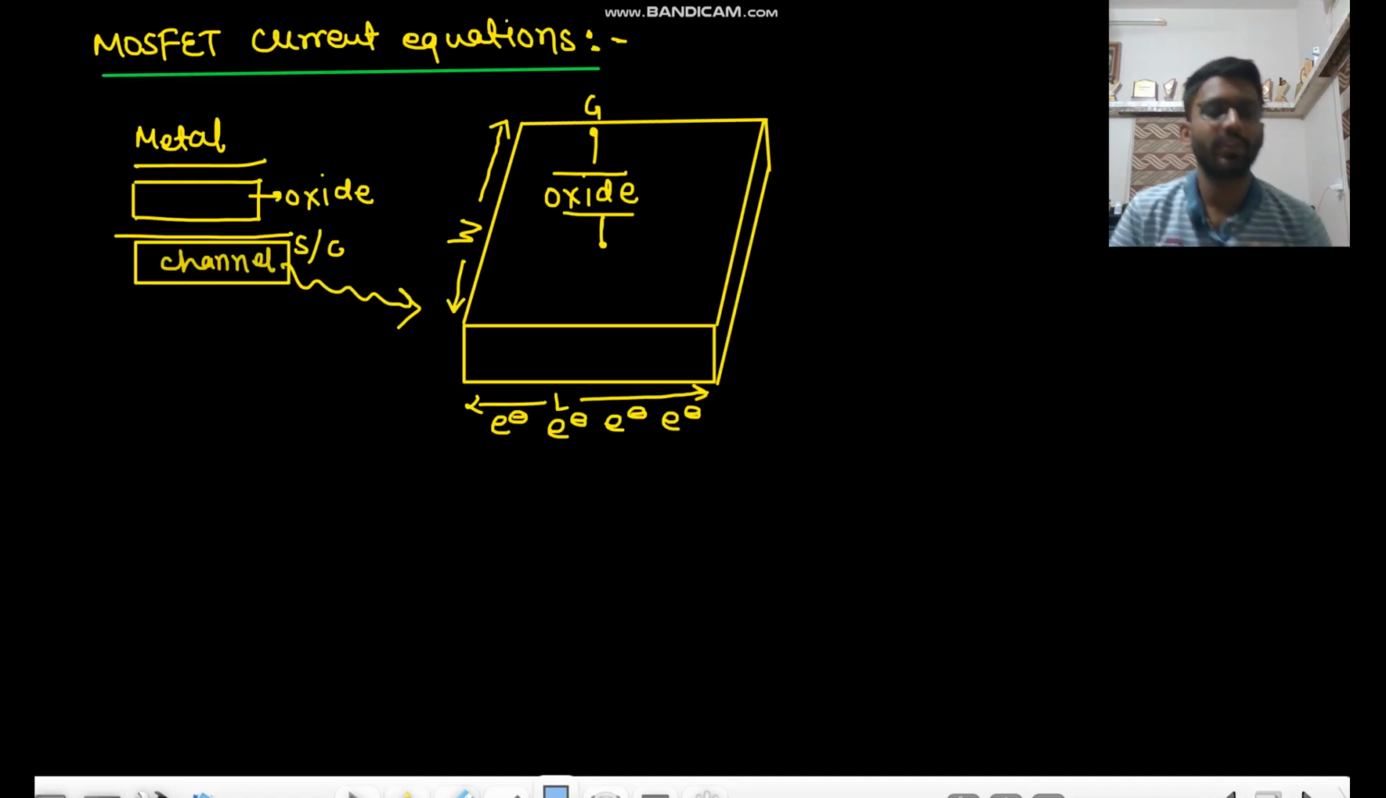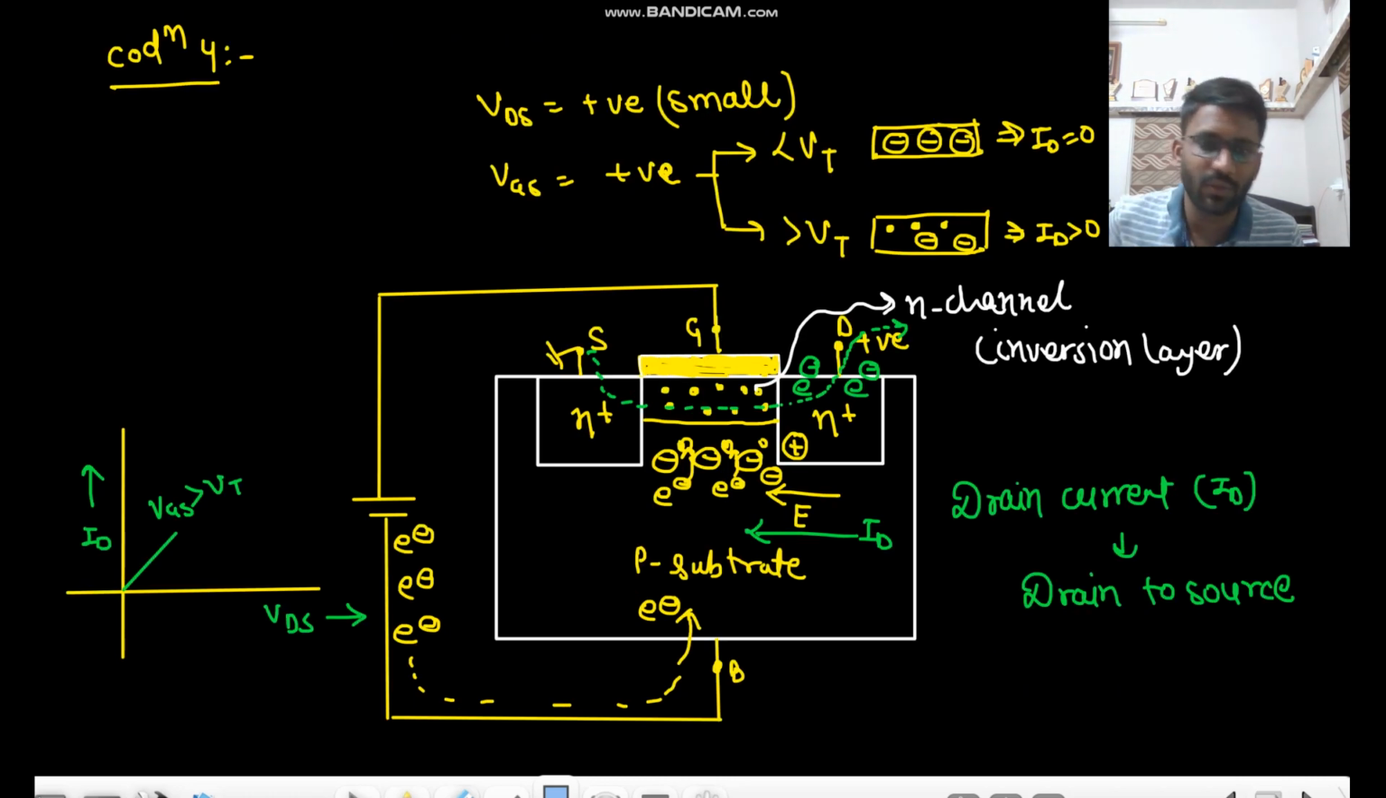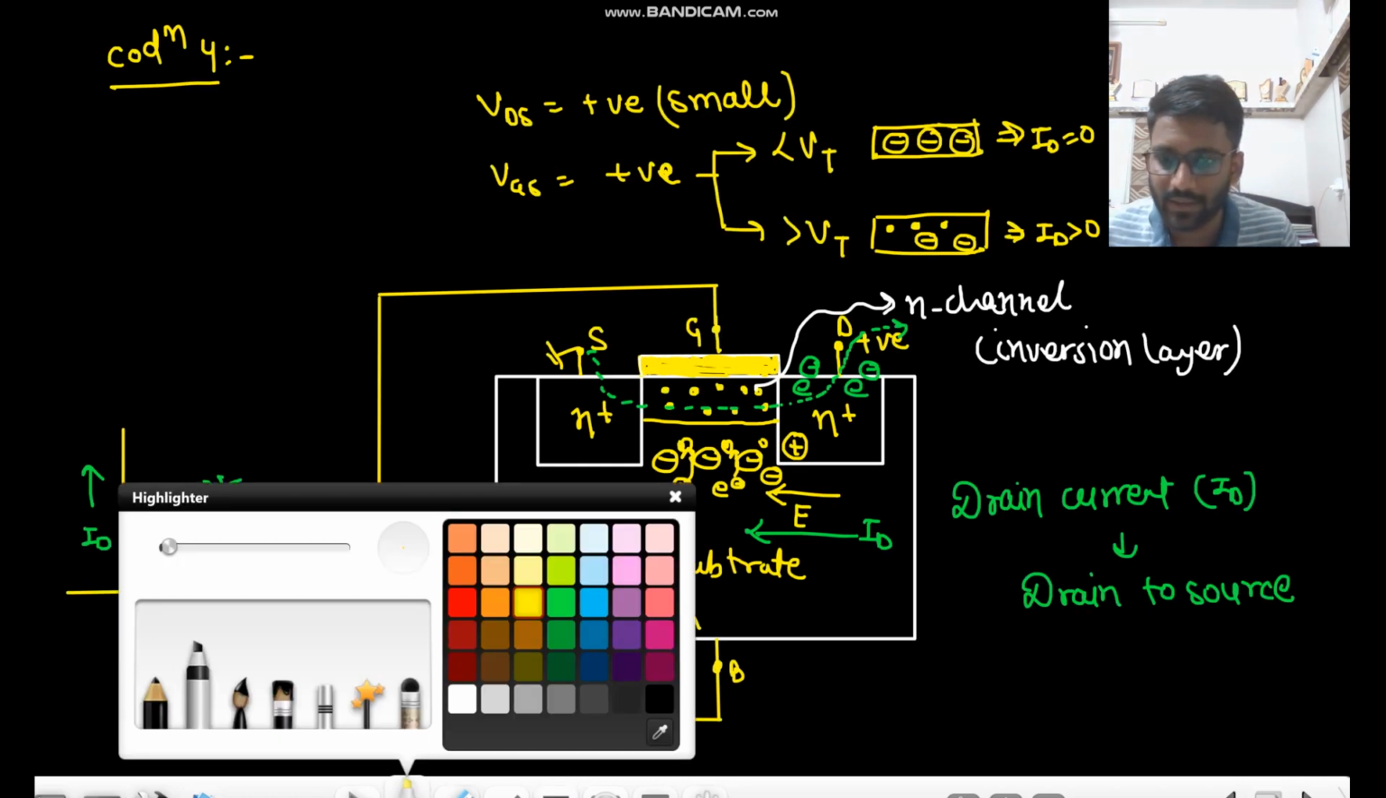So now we will see MOSFET current equations. Before that you need to know what is W and what is L. In a MOSFET, first we have the metal to which the gate terminal is connected. So metal, oxide, and then semiconductor. In the semiconductor we have this n channel formed. So we are taking that point, let me show it in the diagram itself.